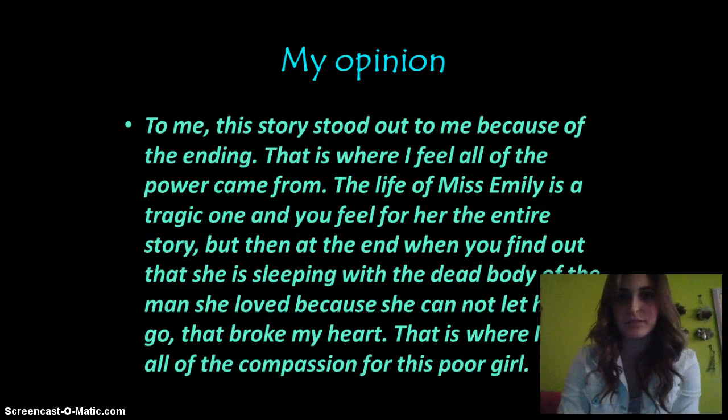So my opinion, to me, this story stood out to me because of the ending. That's where I feel like really all the power of the story came from. So like the life of Miss Emily, it was really tragic, and you really feel for her. And then at the end, you start to see how she's almost more at peace when she's dead. And at the end, like I said, when they find the dead body of the man that she was in love with, that's where it absolutely broke my heart, and that's where I feel all the compassion for her that's built up over the years of her life.